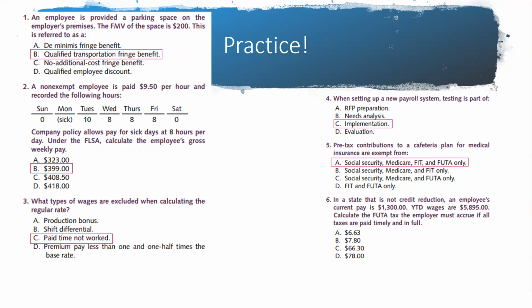Agree. Good job, guys. In a state that is not credit reduction, an employee's current pay is $1,300, and their year-to-date wages are $5,995. Calculate the FUTA tax the employer must accrue if all taxes are paid timely and in full.